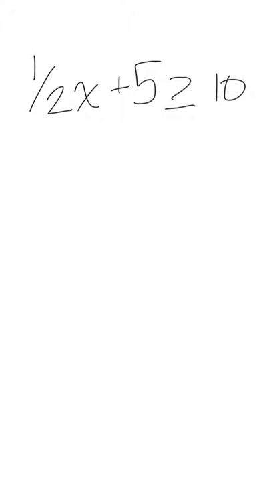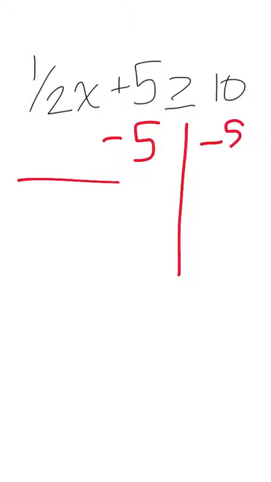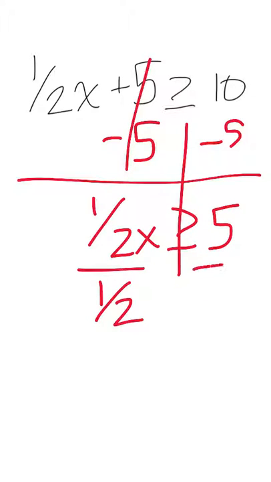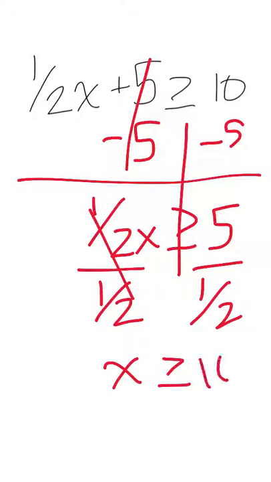On the next one, we would again start with our constants. So we would subtract 5 on both sides. Those cancel. So we're left with 1/2 x is greater than or equal to 5. And then just like the last one, we would divide. And when we divide by a half, it's the same as multiplying by 2. So x would be greater than or equal to 10.